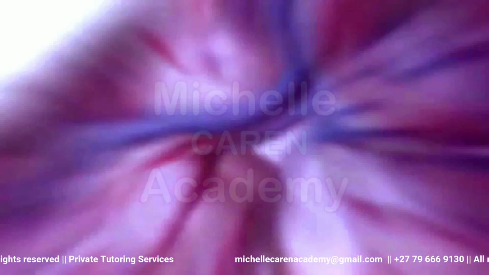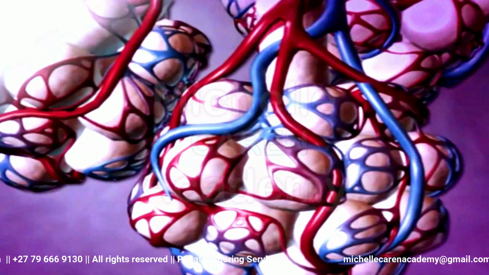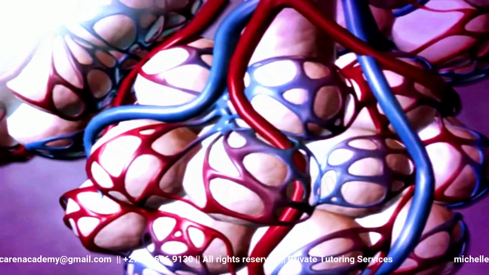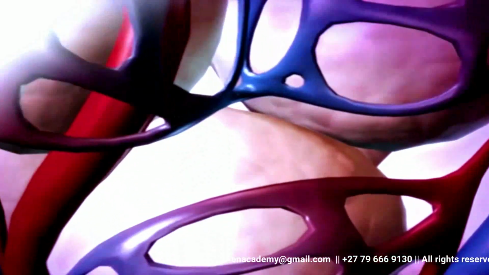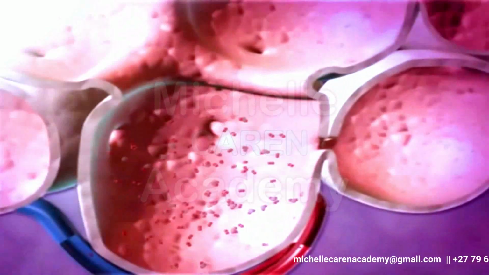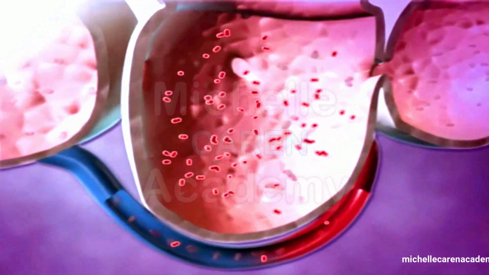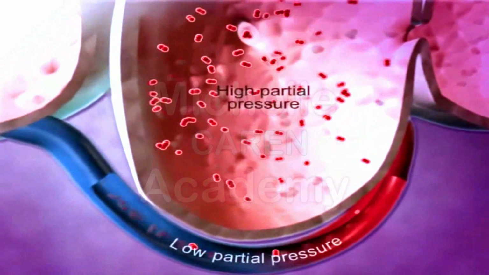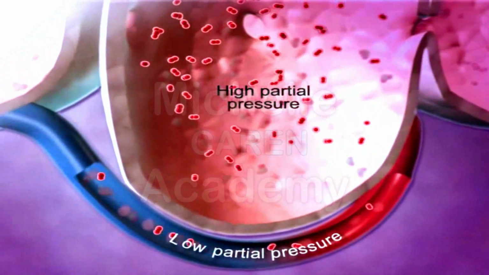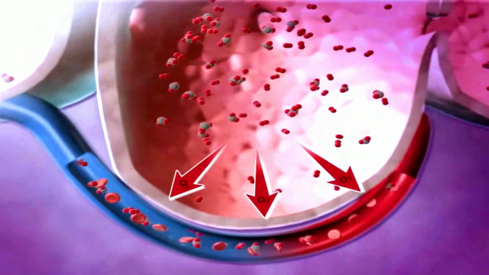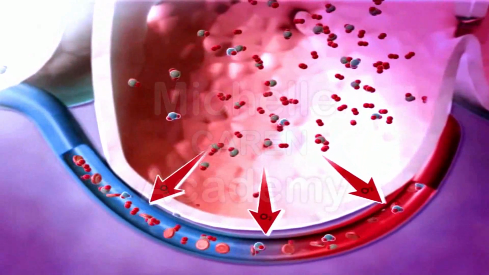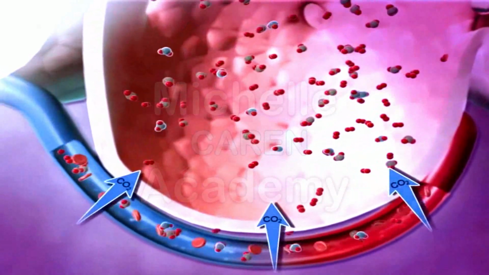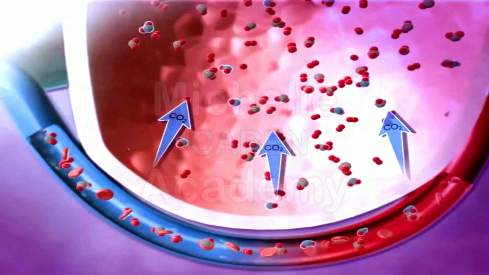Dalton's law explains that in a gas mixture, the pressure exerted by each gas is independent. The gas mixture in the alveolus has a high oxygen partial pressure, while the partial pressure of oxygen in the surrounding pulmonary capillaries is low. For this reason, oxygen diffuses from the alveolus into the pulmonary capillary. Carbon dioxide diffuses out of the capillary and into alveoli for the same reason.